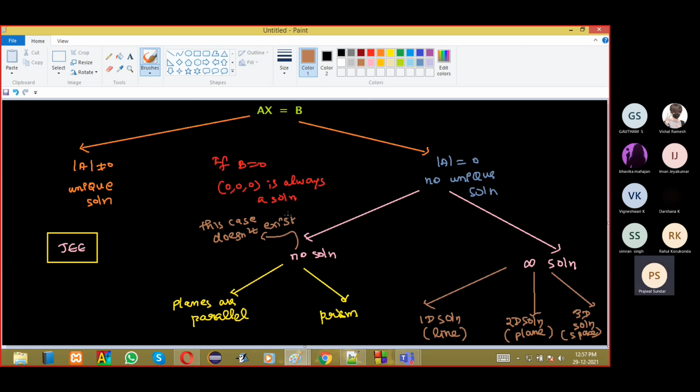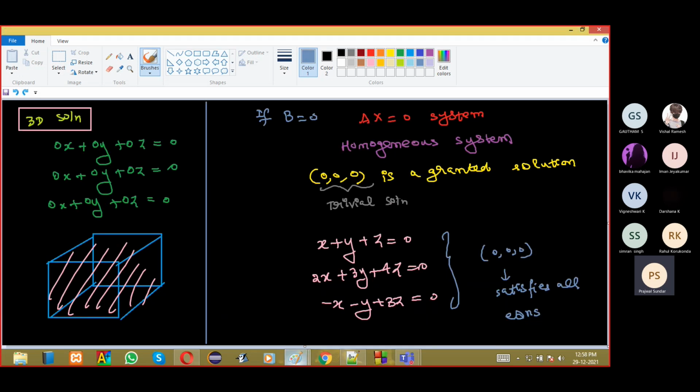Clear? You're having 0, 0, 0. This entire case you don't have to write, because you know that anyway there is no solution. If you know there is no solution, then how can you talk that there is no solution? I hope this is clear. This is the only difference. If you're having Ax equal to 0, this case will not exist. You can have this case, you can have 1D, 2D or 3D solution. Okay. Now I'm going to proceed.